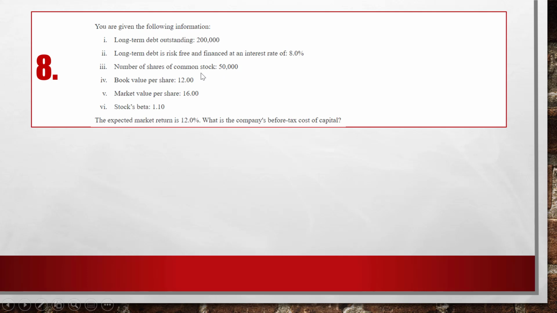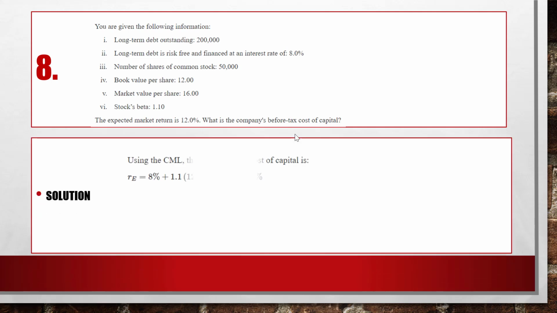Number of shares of common stock is 50,000. Book value per share is 12. Market value per share is 16. Stock's beta is 1.1. The expected market return is 12%. What is the company's before-tax cost of capital? So here, first, using the CML, capital market line, we get the equity cost of capital RE equal to 8% plus 1.1 times 12% subtract 8%, which is 12.4%.